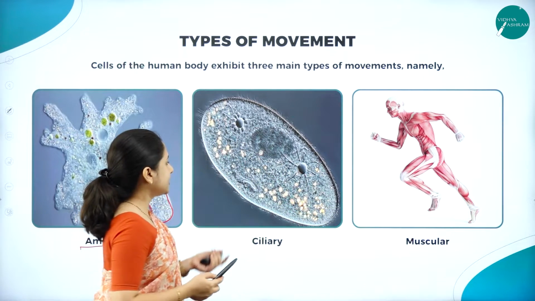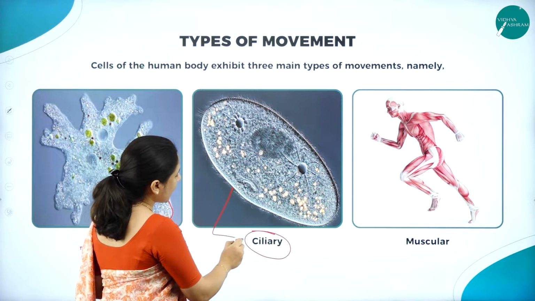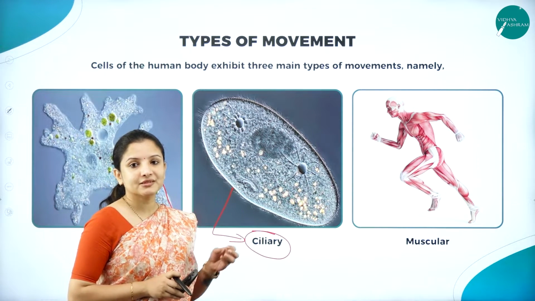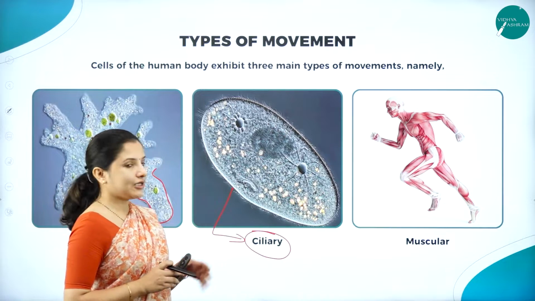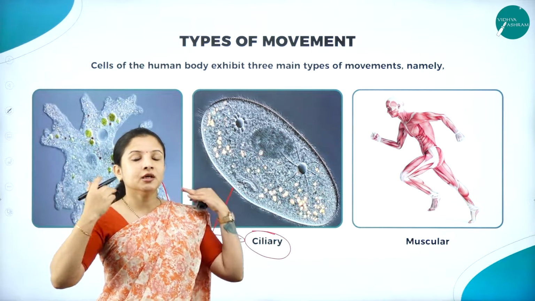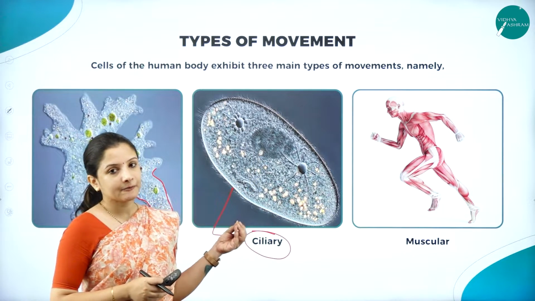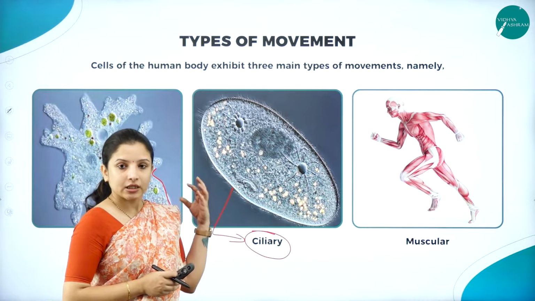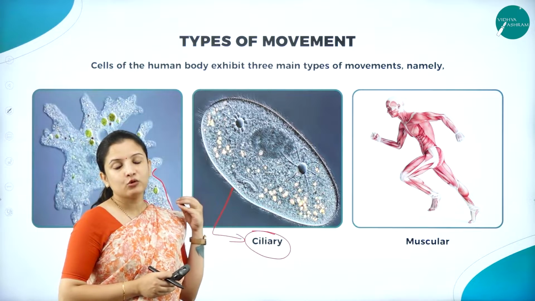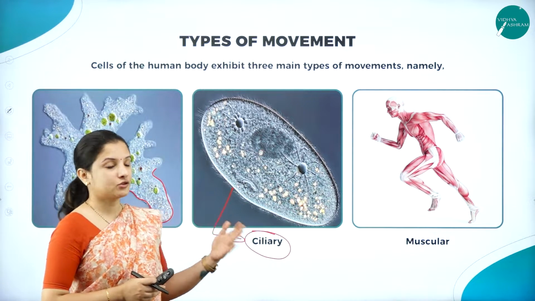And next, talking about ciliary movement. So what is cilia? As you can see here, fine hair-like structures. These hair-like structures that are surrounding the paramecium are nothing but cilia. These cilia move in one particular direction, backward like this, so that the paramecium can move forward. Just like that, there are certain cells in the human body which are capable of exhibiting ciliary movement. They move exactly like how the cilia help to move the paramecium from one place to another.